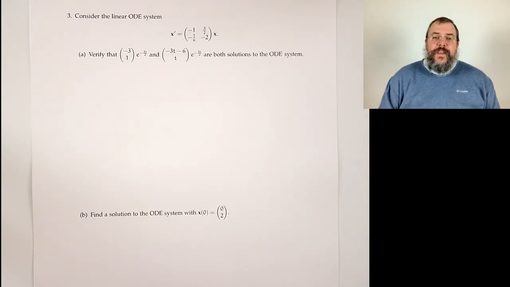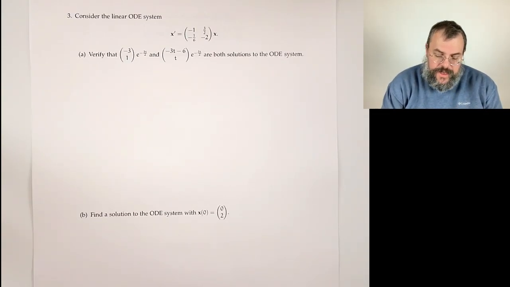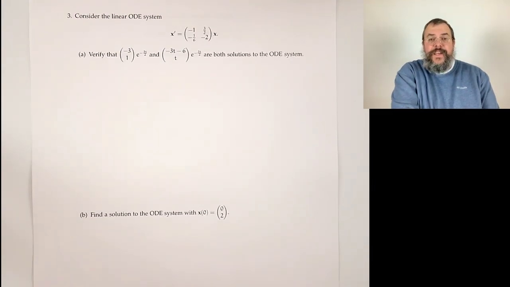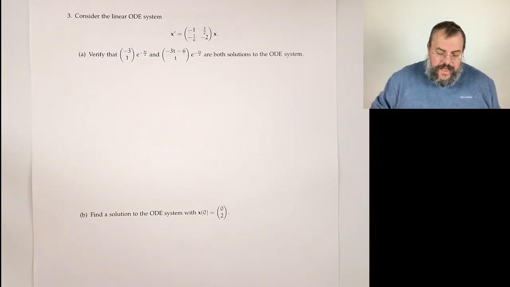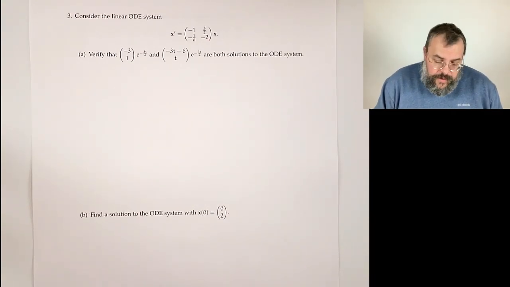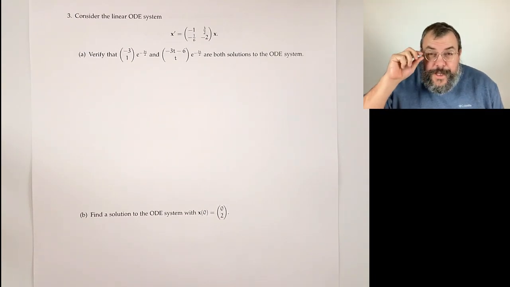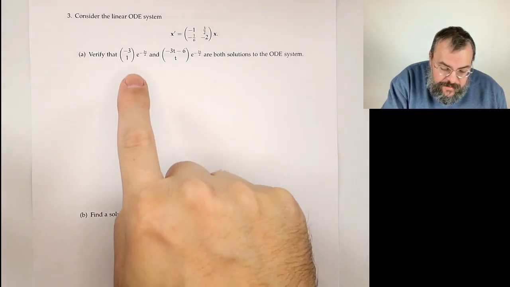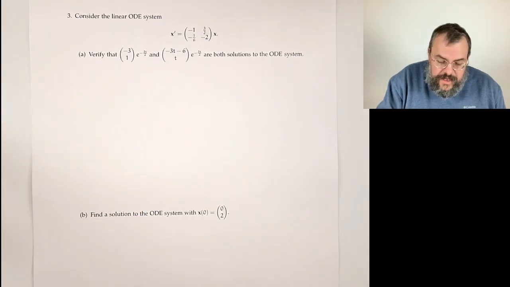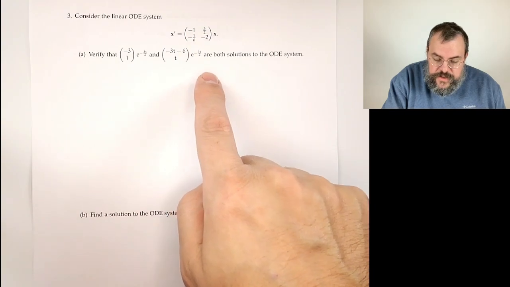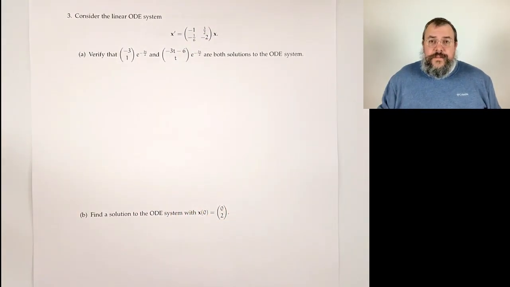So consider the linear ODE system. We have x prime equals the matrix with rows -1, 3/2 and -1/6, -2, times x. And then it says, part A, verify that (-3, 1) e to the -3t/2, and (-3t, -6t) e to the -3t/2 are both solutions to the ODE system.